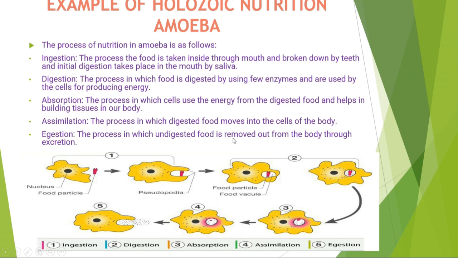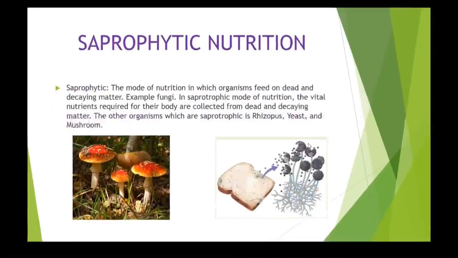So I hope you have understood. First, I explained the criteria and the process in some detail, and then I explained with an example of holozoic nutrition by an organism called amoeba, how it digests food and takes over the food. I hope you have understood the total process. So let's move to the next slide.